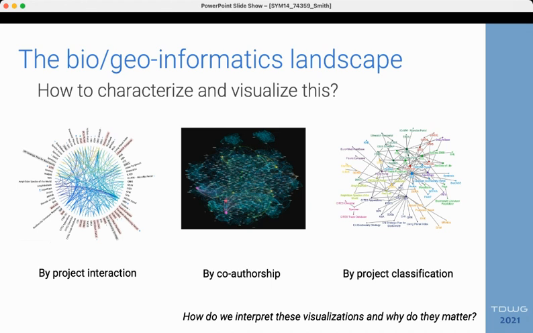And this is something that a number of people have tried to do over the years, and it's quite a challenging thing to do. People have approached this by looking at things like project interactions, looking at co-authorship patterns, or maybe trying to kind of crudely classify various initiatives and infrastructures that have been working in this space. But these visualizations are often very hard to interpret, and you certainly can't use them in a practical sense when it comes to planning things like major investments.